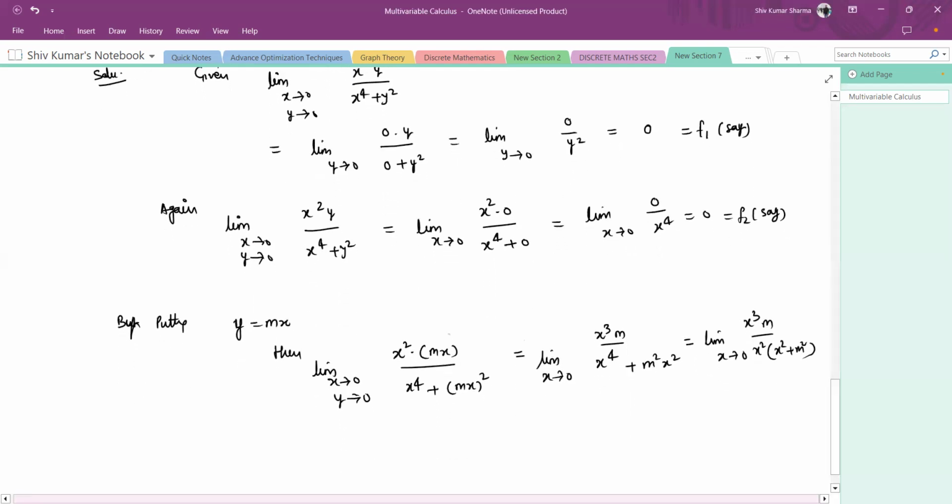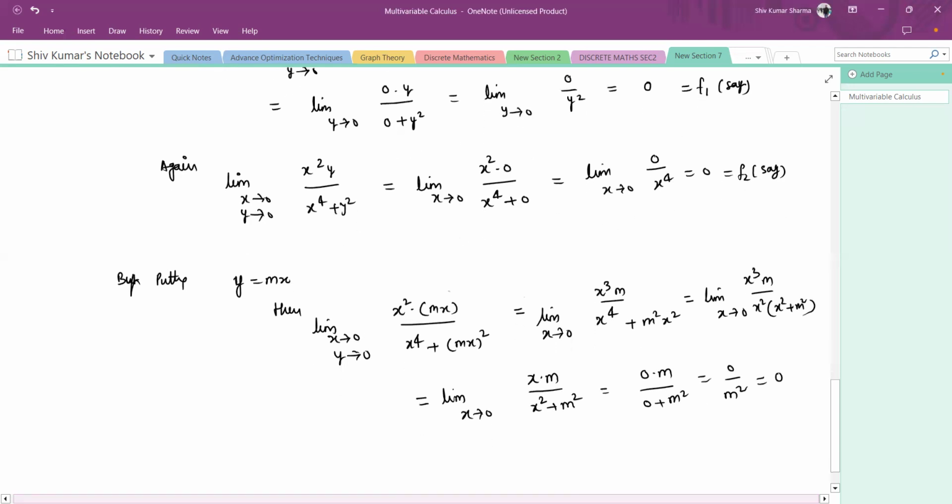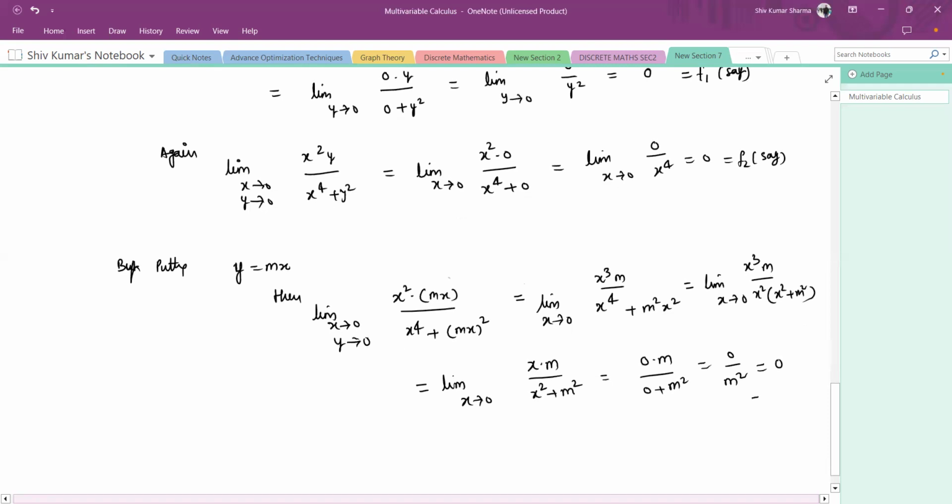We write this as limit x tends to 0. The x square cancels against x cube, leaving x into m upon x square plus m square. When we substitute the limit x tends to 0, we write 0 into m upon 0 plus m square. This gives us 0 upon m square, and 0 upon something gives us 0. We denote this as function f3.